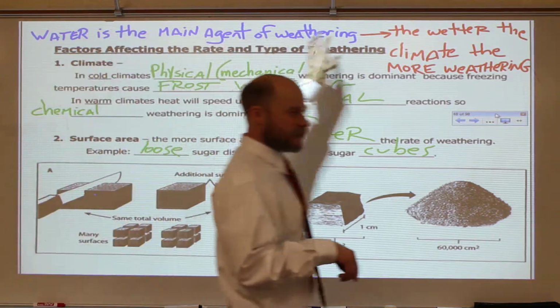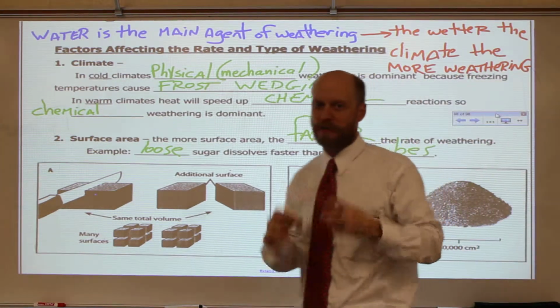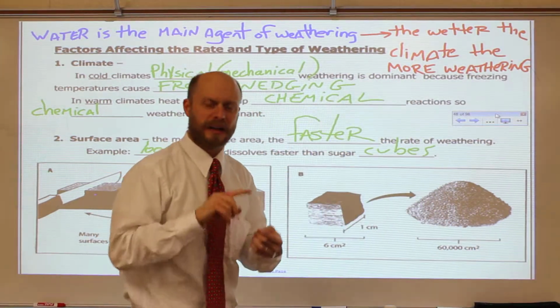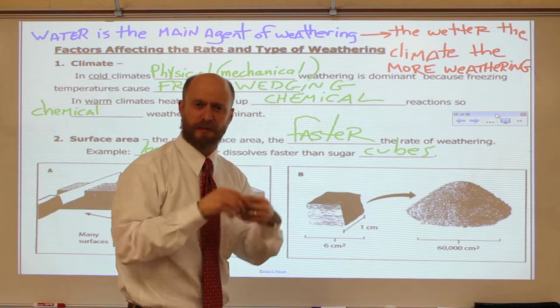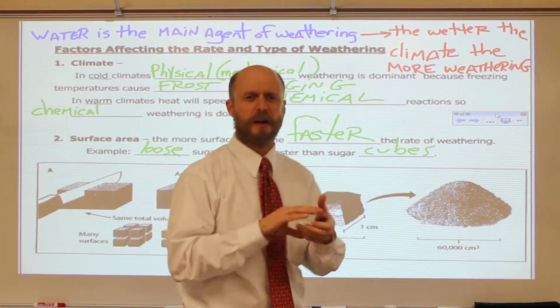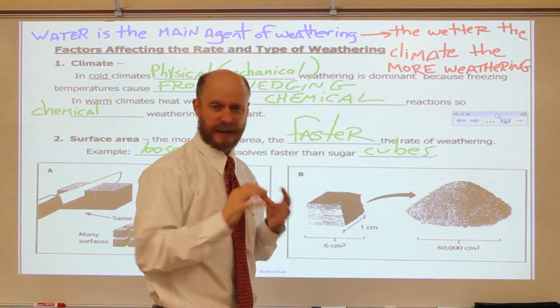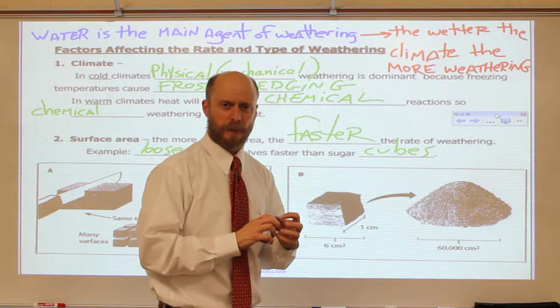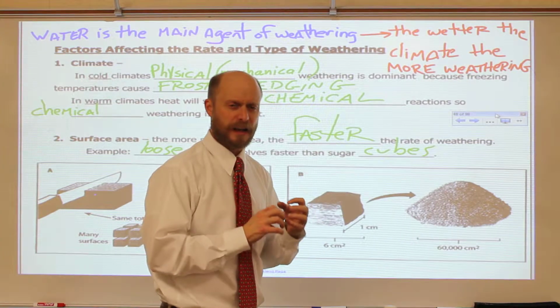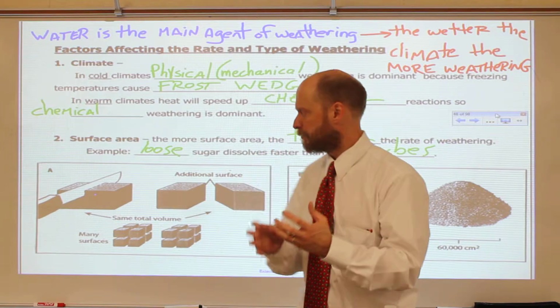Water is the main agent of weathering. What that means, the wetter the climate, the more weathering. Water is the main thing that causes most weathering, be it chemical weathering or physical weathering. Think frost action, abrasion, root action, all those require water, as do a lot of the chemical weathering, acidic water with calcite, dolomite, and then water dissolving or reacting with the feldspars to produce clay.